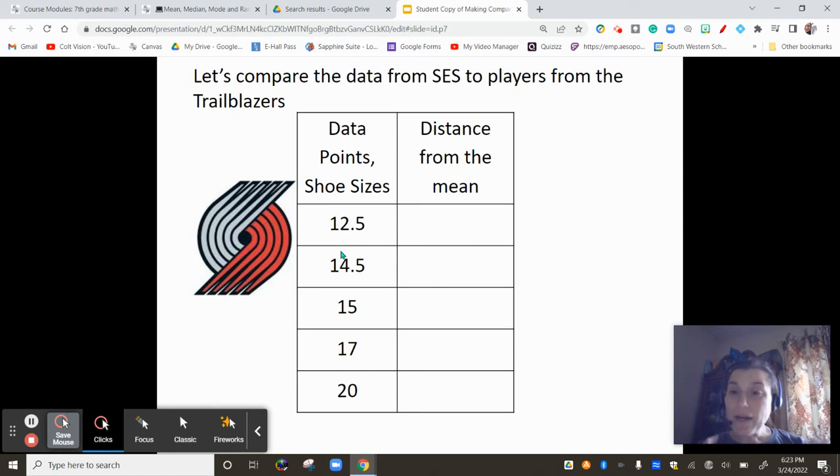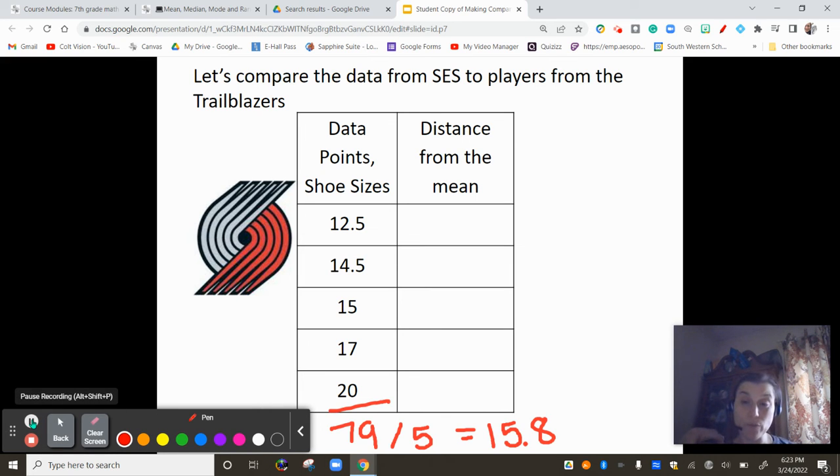Now, we're going to compare that to a professional basketball team. What you can notice about these shoe sizes already is that they're much larger than the kid sizes. That makes sense. And so again, you're going to find the mean. So I'll pause and do that now.